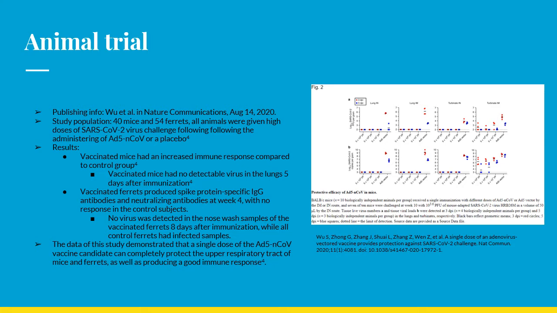It was found that vaccinated mice had an increased immune response compared to those who were not. In addition, they also had no detectable virus in the lungs 5 days after inoculation. Among the ferret subjects, all vaccinated subjects produced spike protein-specific IgG antibodies and neutralizing antibodies at week 4, with no response in the control subjects.